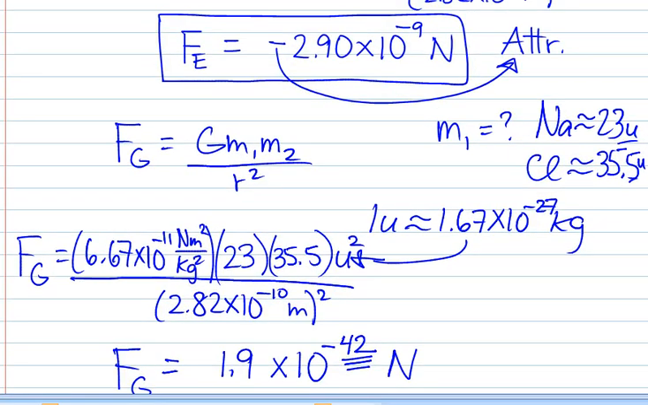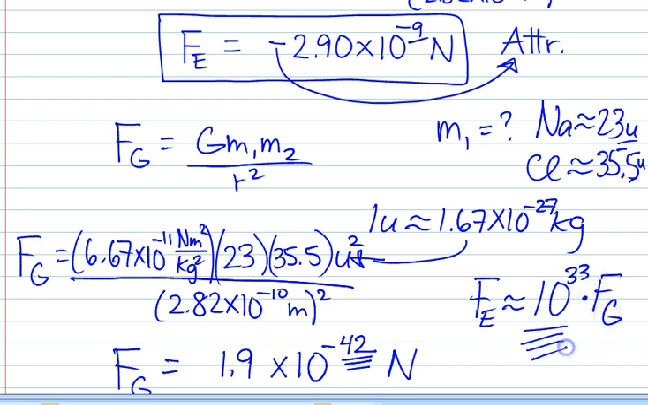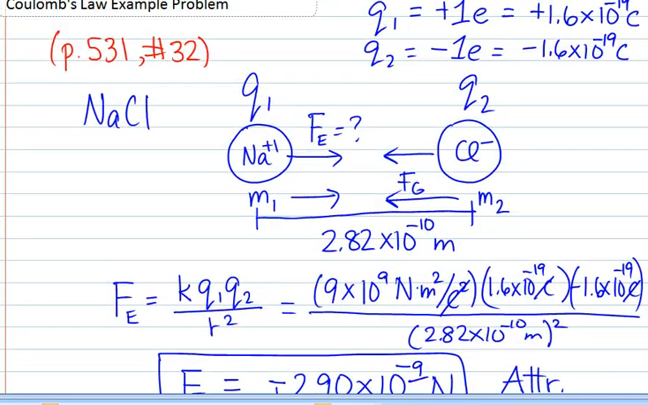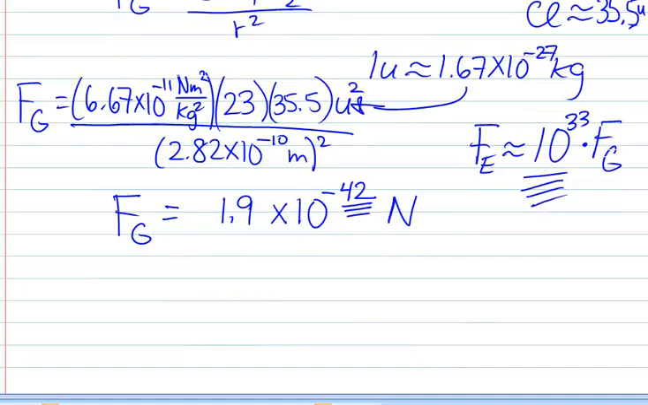When we go back to the electric force, that's 10 to the negative 9th. Alright, that's a factor. Well, we could say that the electric force is about 10 to the 33rd times as big as the force of gravity. That's important. That tells us that the electric force is really powerful, and gravity really has no role at all in the interaction between ions. It's all electric force. That's very important.